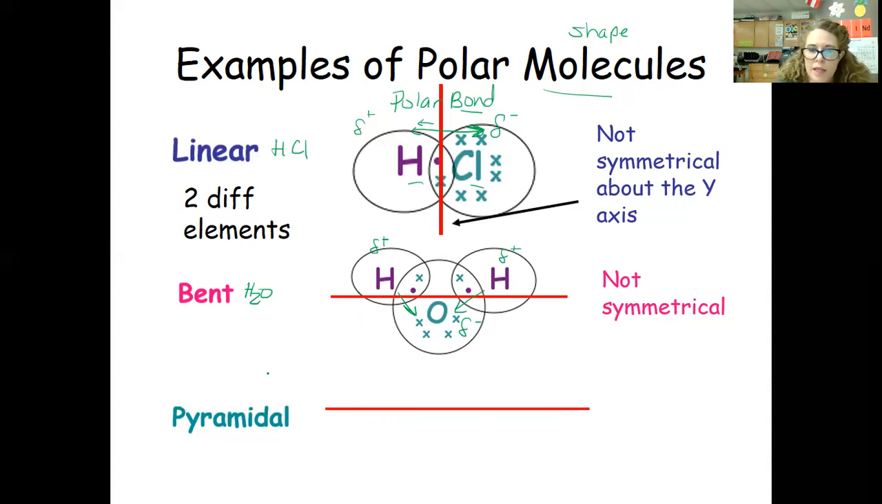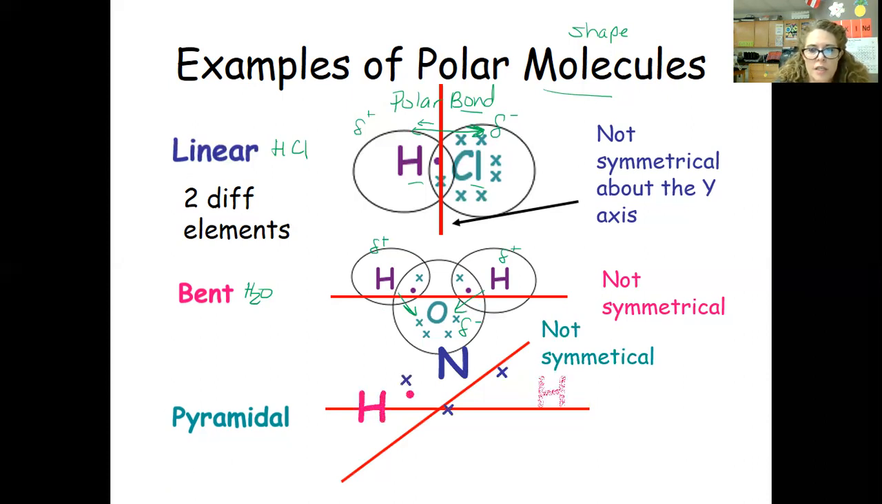And so now we have something that's called a pyramidal. And so now we're looking at our lines of symmetry, still not symmetrical. And here we have nitrogen surrounded by 3 hydrogens, right? So here is our ammonia molecule, right? This is NH3. And here is my 1 bond. There's the second bond, there's the third bond, right?